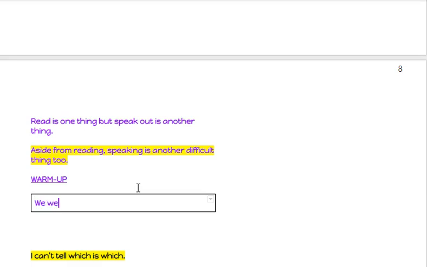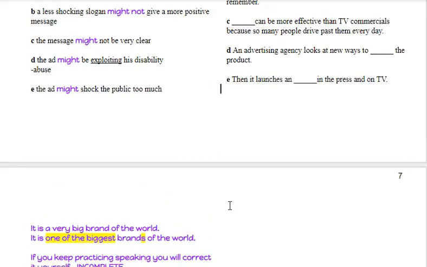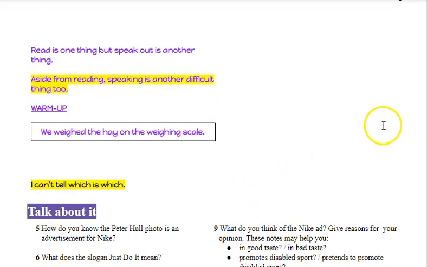Okay. So here we weighed the hay on the weighing scale. This one, can you see? There are a lot of A sounds, because you told me that you're having difficulties, struggles on speaking or pronouncing the A sound. And since I really wanted to help you with that, with this practice.